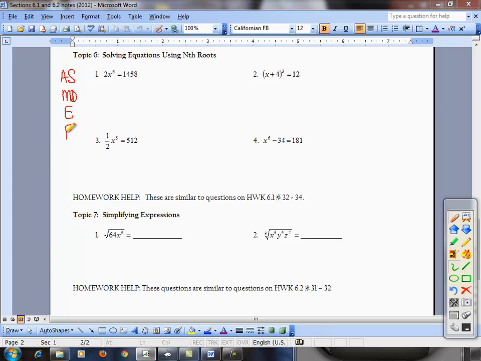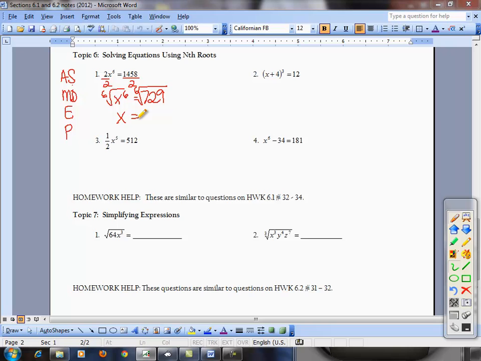In number 1, do I have addition or subtraction? The answer is no, so I go to the next one. Do I have multiplication or division? Well, I have a multiplication of 2, so I'm going to get rid of that by dividing both sides by 2. So x to the 6th equals 729. All right, to get rid of a 6th power, we take a 6th root. Okay, so I take a 6th root.